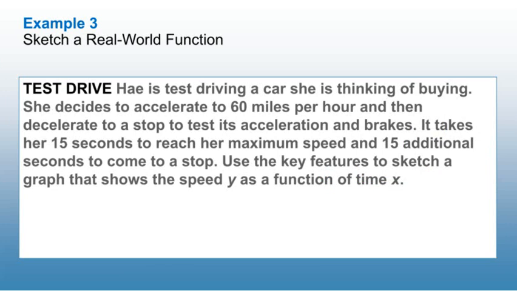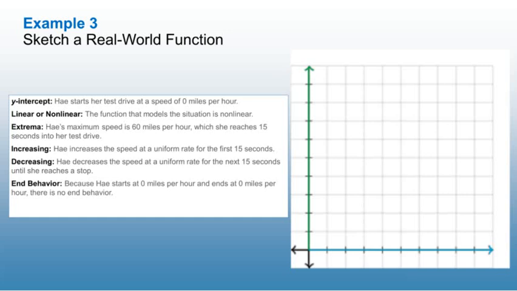Next, that's a real world function. Here it's working with a word problem. Faye is driving a car she is thinking of buying. She decides to accelerate to 60 miles per hour and then decelerate to a stop to test its acceleration and brakes. It takes her 15 seconds to reach her maximum speed and 15 additional seconds to come to a stop. Use the key features to sketch a graph that shows the speed y as a function of time x. So here we have the information with our key features that we're going to use to graph.